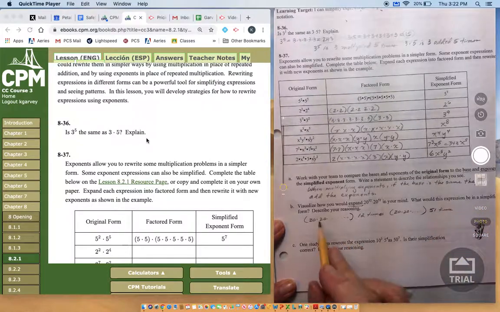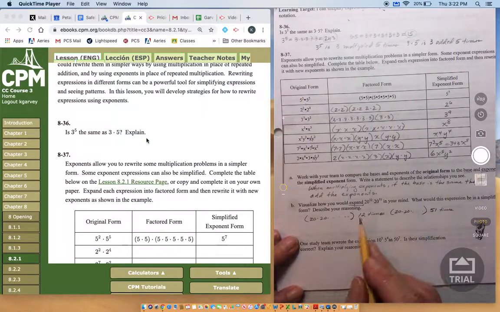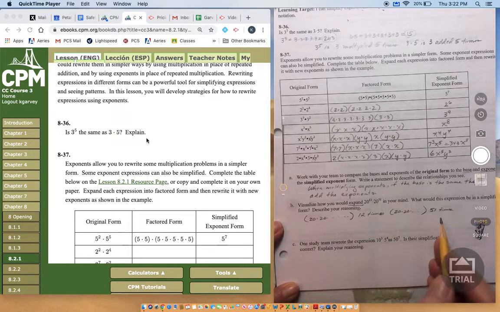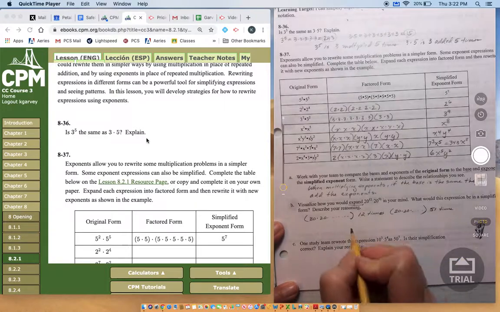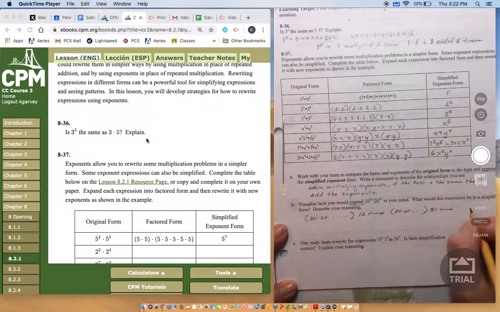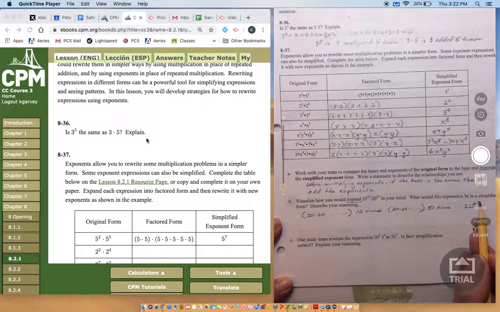If I added up all those 20s to see how many 20s were multiplied times each other, it would be 12 plus 51, because I would combine those two. That would be a total of 20 times itself, 63 times. So that becomes 20 to the 63rd power.